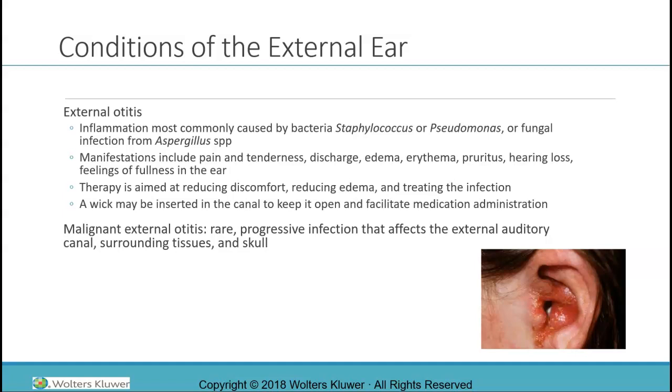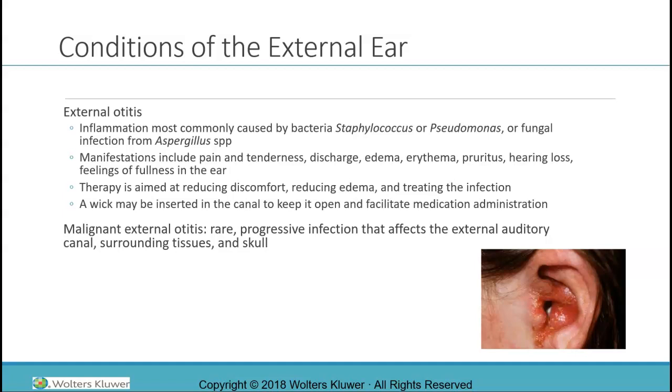There is such a thing called malignant external otitis. That's very rare. And it can kind of go beyond the limitations of the ear and actually get into the tissues surrounding the ear and into the skull, which, as you can well imagine, would be quite dangerous.